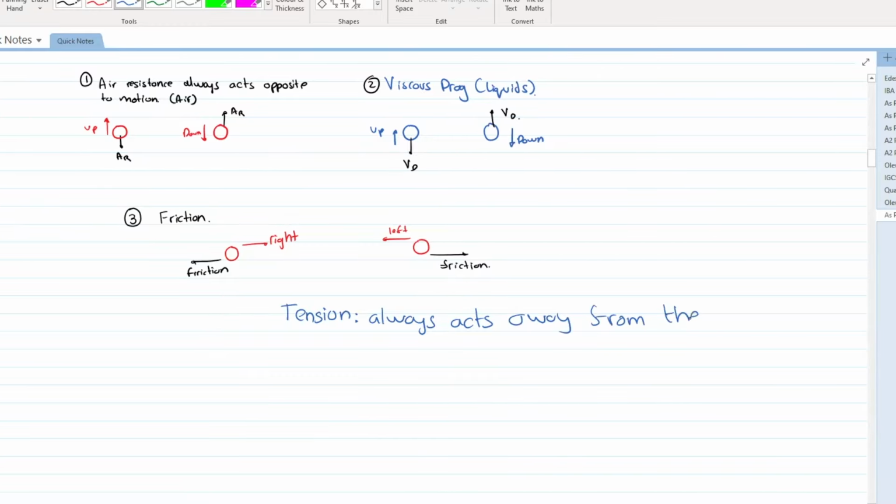Sir, what do you mean by that? Let's say, beta, this is a stone. It is attached to a string. How will the tension act? Away from the stone. Simple. Tension always acts away.